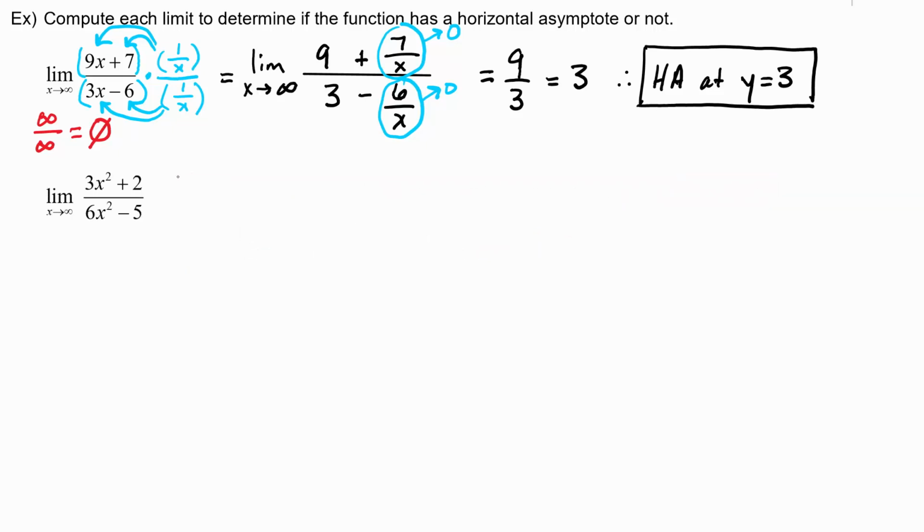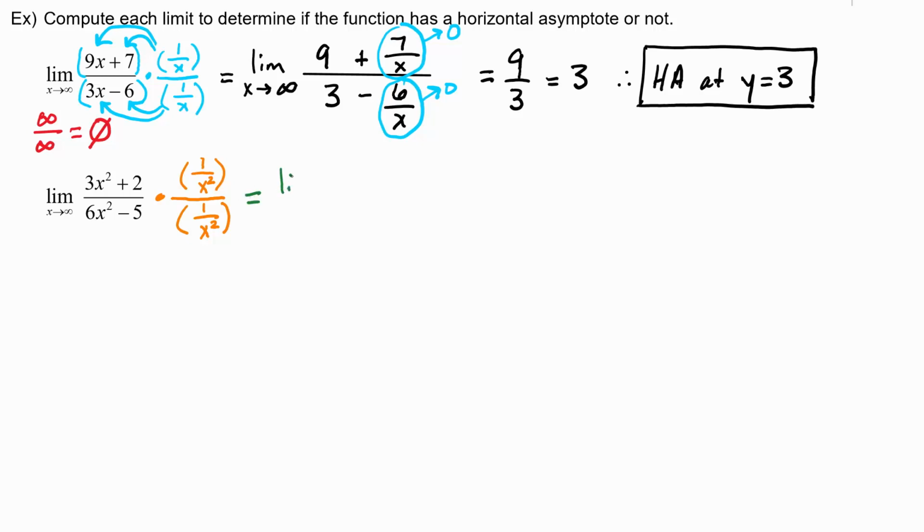Now let's compare that to this next example where we have the limit as x goes to infinity of the quantity 3x squared plus 2 over 6x squared minus 5. Once again, if we tried direct substitution, we would get infinity over infinity, which is undefined. So we are going to multiply by 1 this time in the form of 1 over x squared over 1 over x squared.